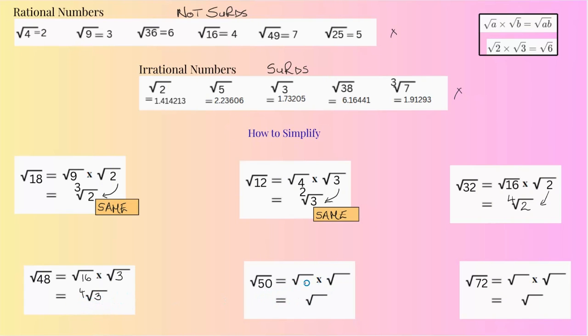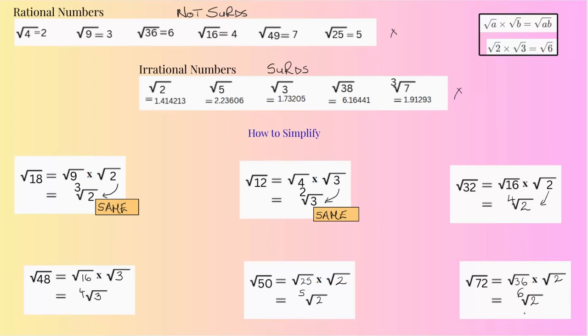We have 50. The biggest number that I could find there was 25 times 2. And the square root of 25 is 5. Can we do anything with the 2? No, we cannot. So the answer is 5 square root 2. And finally, 72. The biggest number I could find was 36 times 2. Can we square root 36? Yes, we can. It's 6. And can we do anything with the 2? No, we cannot. So the answer is 6 square root 2.